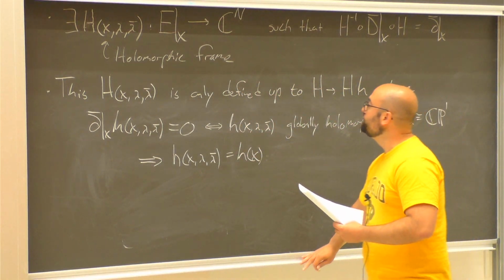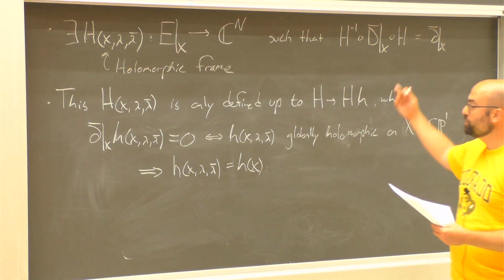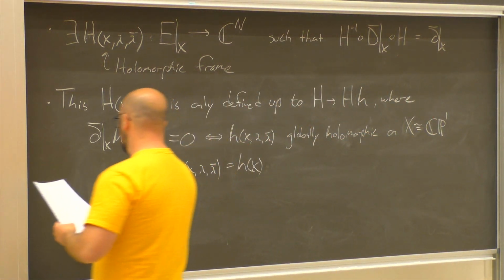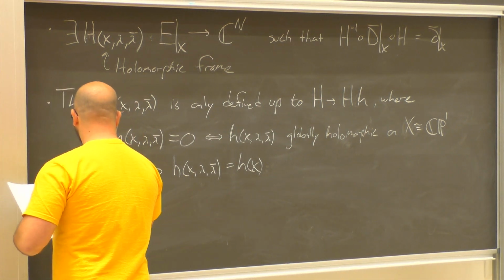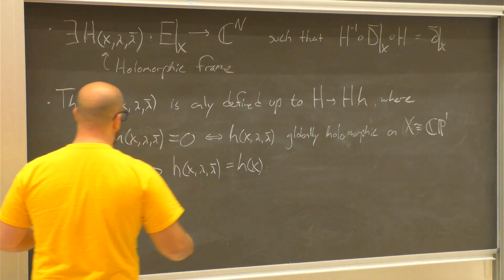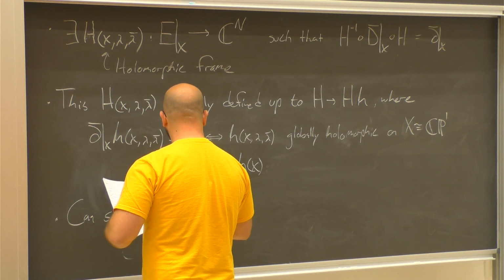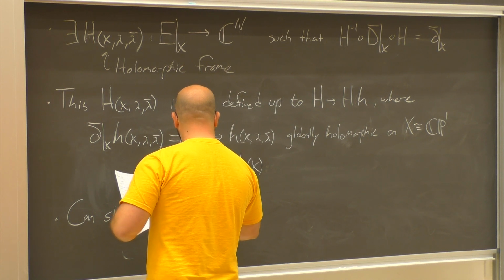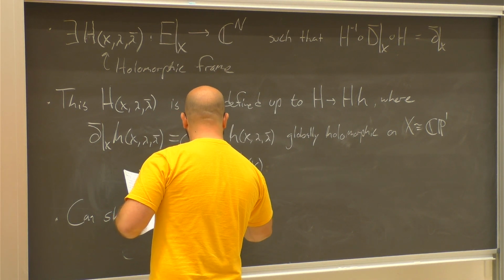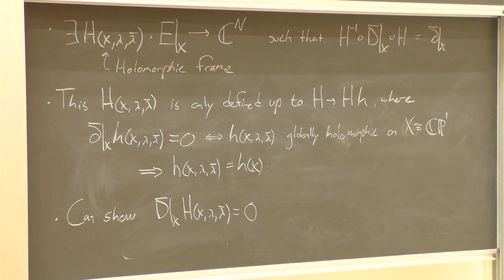Now, once you've found an h that obeys this condition, so a holomorphic frame, I'll leave it as an exercise, you can show that this holomorphic frame has to be in the kernel of the partial connection restricted to curves. And now, let's go back over here.